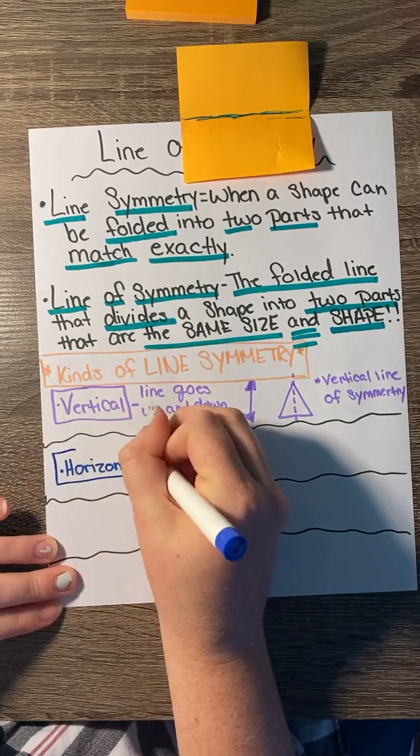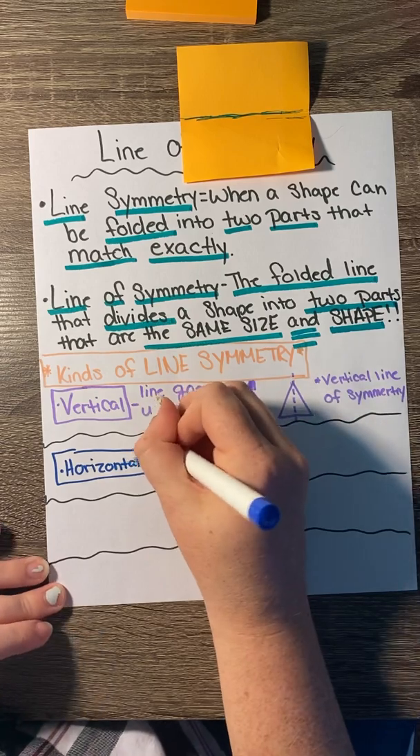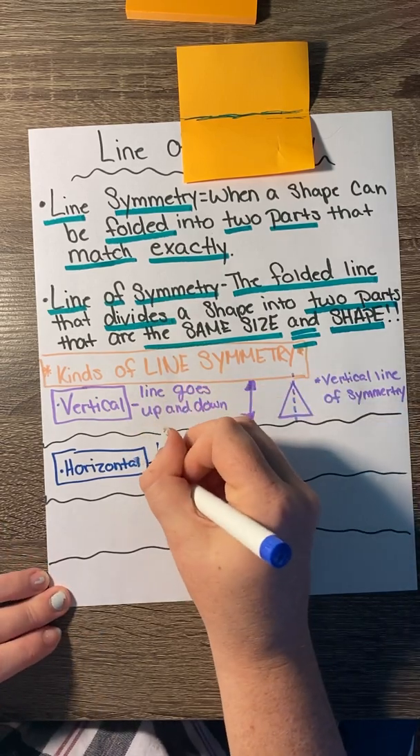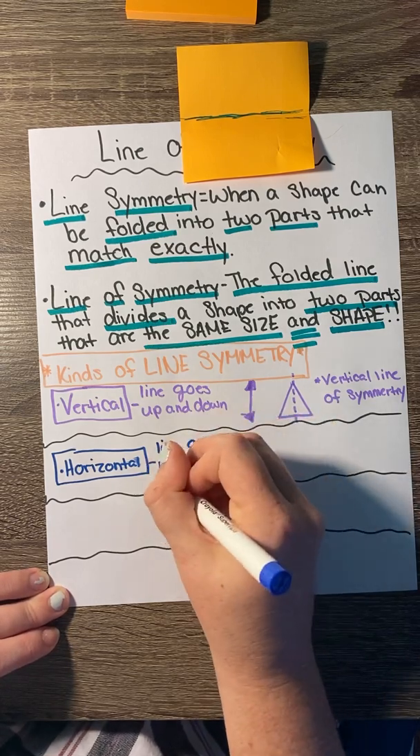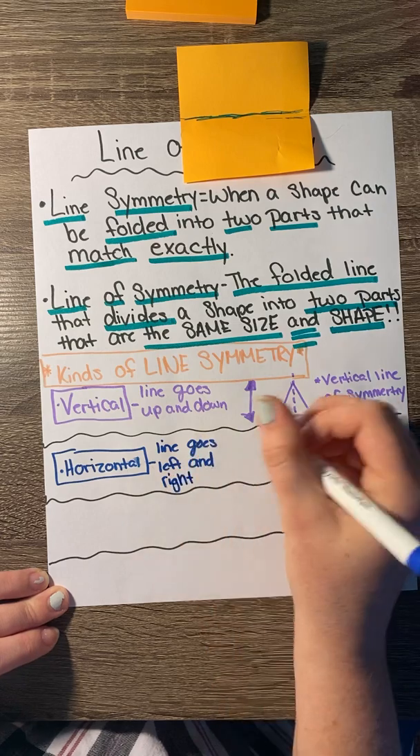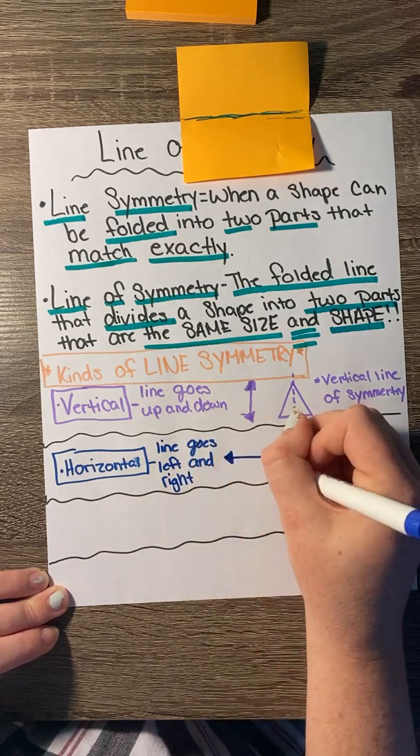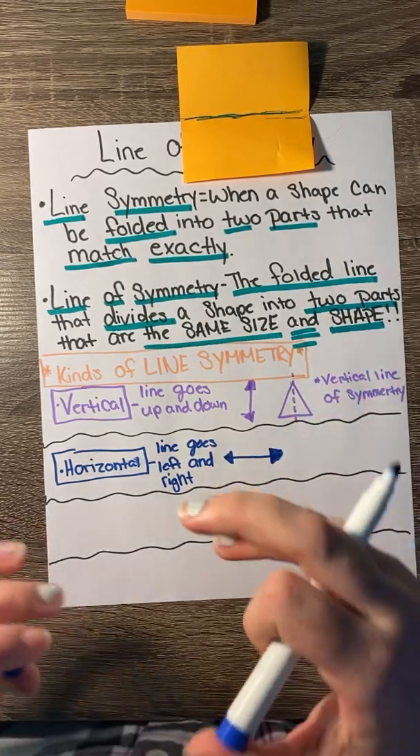Put a box around it. Ooh, I smudged it a little bit. That's okay. So the line goes left and right. Our horizontal line goes left and right, so our line's going to go like that. Just like that, okay?